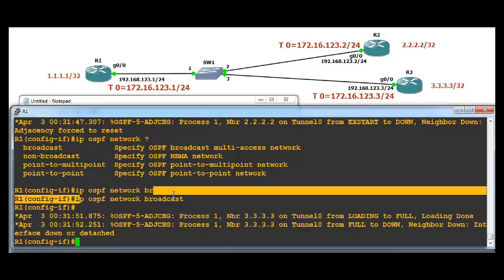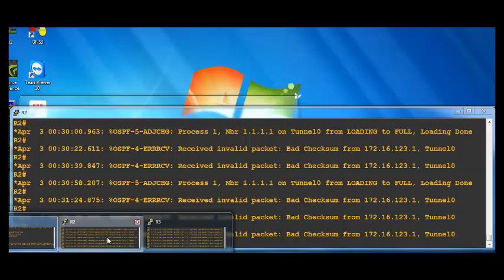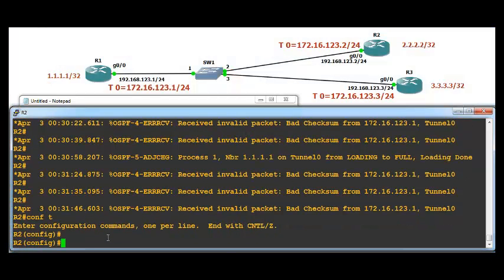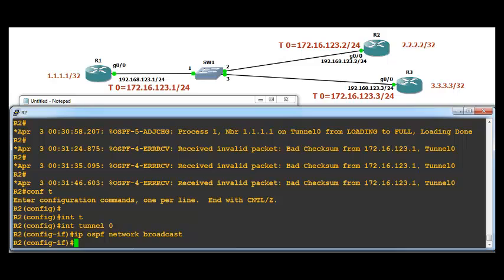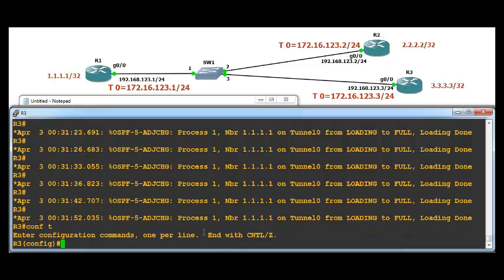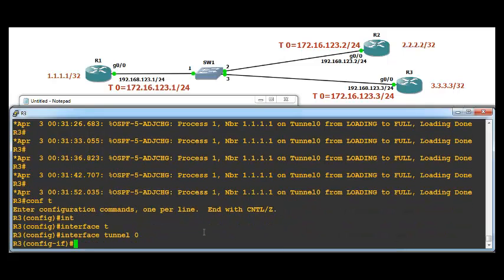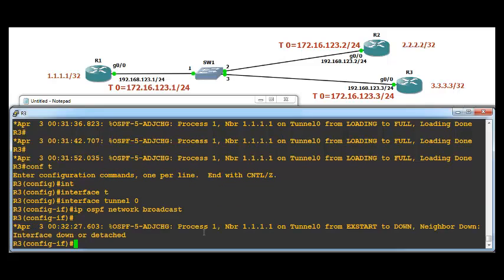Try to do it on all the routers. If you do it on one router, it will solve the problem, but try to do it on all three routers. Give this command, change the network type to broadcast, on interface tunnel 0, and these two will form a neighbor now. Interface tunnel 0, done. Now we are going to form a neighbor. Don't do this on the physical interface. The physical interface doesn't know anything about your OSPF.